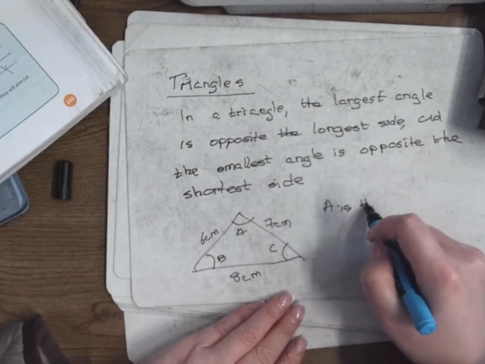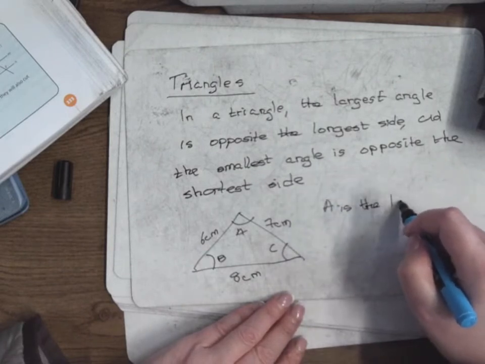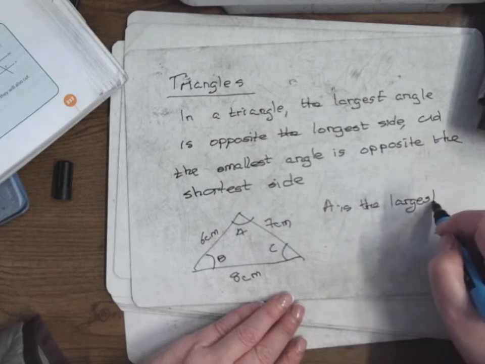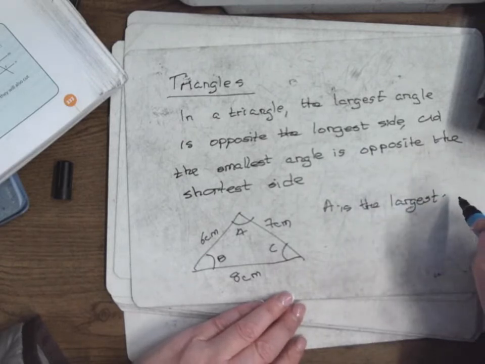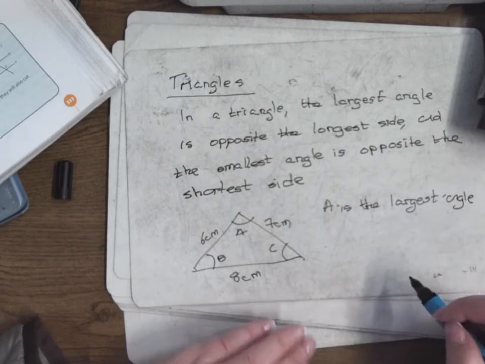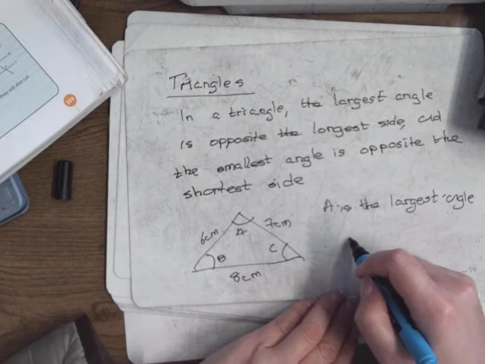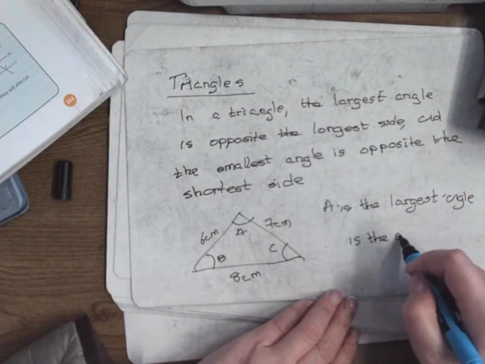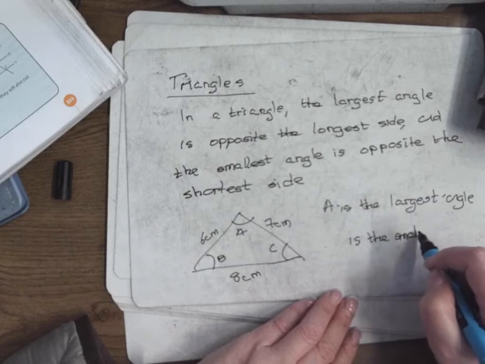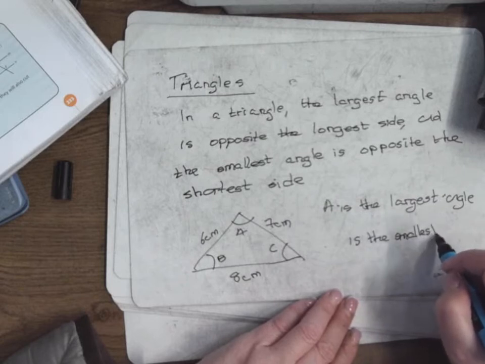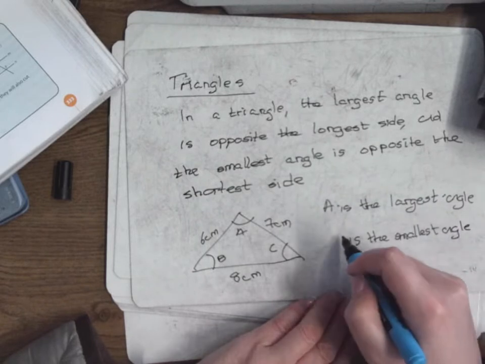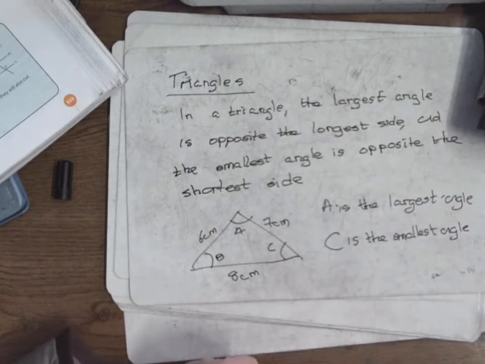I don't know what it measures. I'd have to use the cosine rule to figure out what it measures, but I'm not bothered about that at the moment. So A is the largest angle. Which is the smallest angle? C is the smallest angle, because it's opposite the shortest side. So C is the smallest angle. Is that alright?